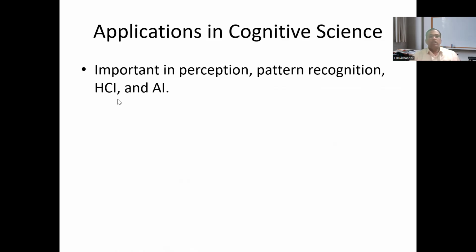So what are the applications in cognitive science? Coming to the applications in cognitive science, there are a lot of applications, including perception, pattern recognition, human-computer interaction, and artificial intelligence.